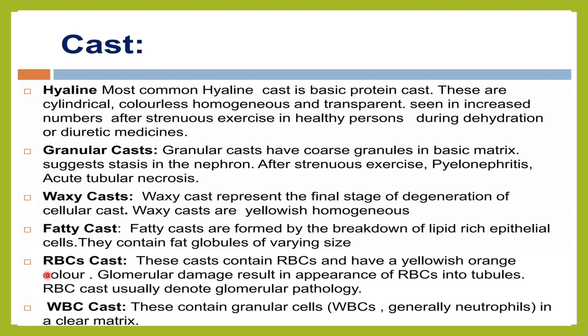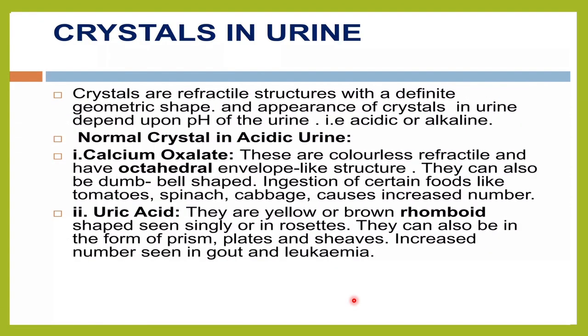RBC casts have RBCs in them and they lie on the protein matrix. You can see them most commonly whenever there is glomerular damage, glomerulonephritis, nephritic syndromes, etc. WBC casts contain WBCs. Mostly they are neutrophils, and you can see them in cases of pyelonephritis, interstitial nephritis, etc.